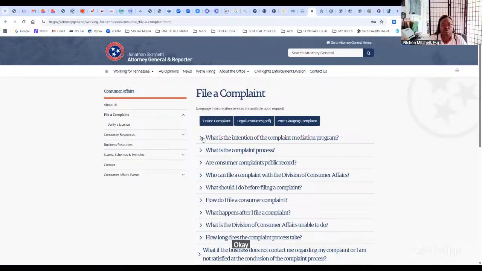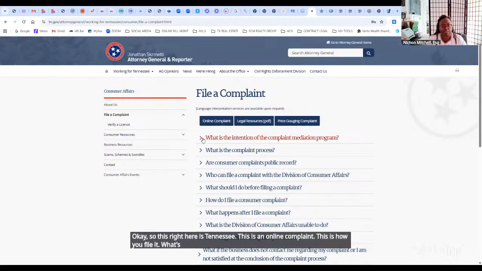Okay, so this right here is Tennessee. This is an online complaint. This is how you file it. What's the intention of a complaint? It's really the Attorney General. What happens is you file a complaint.